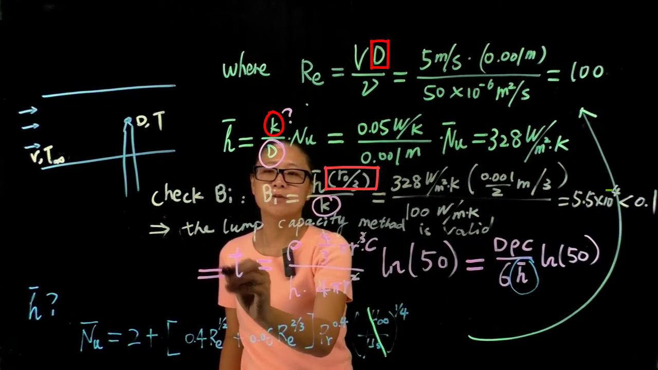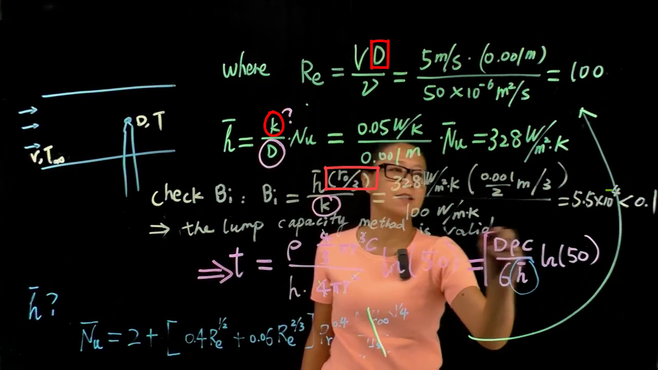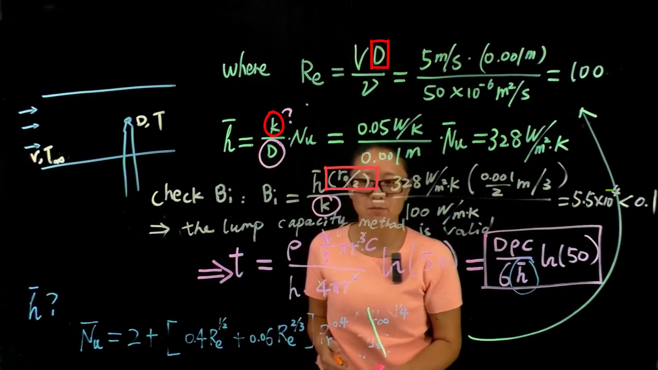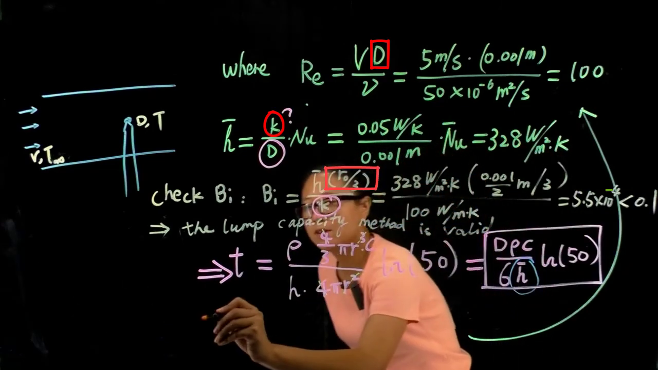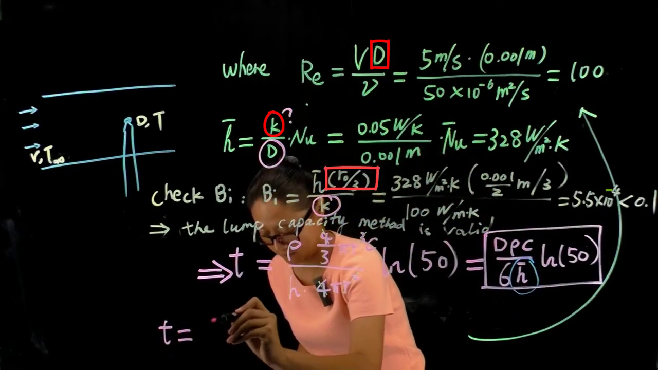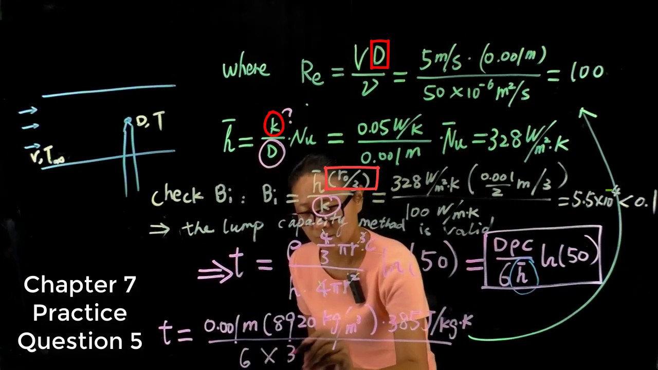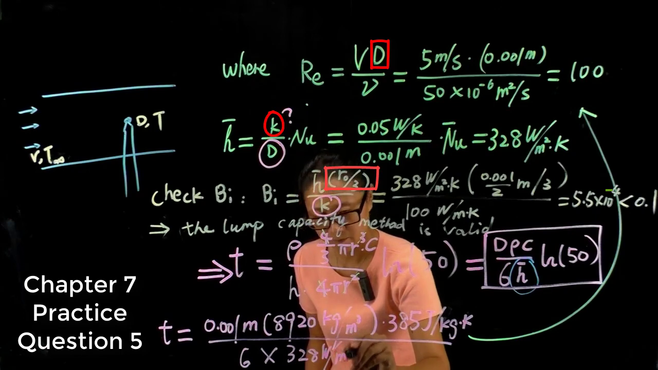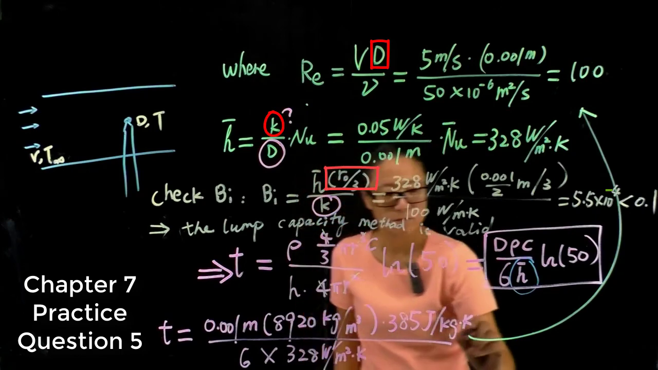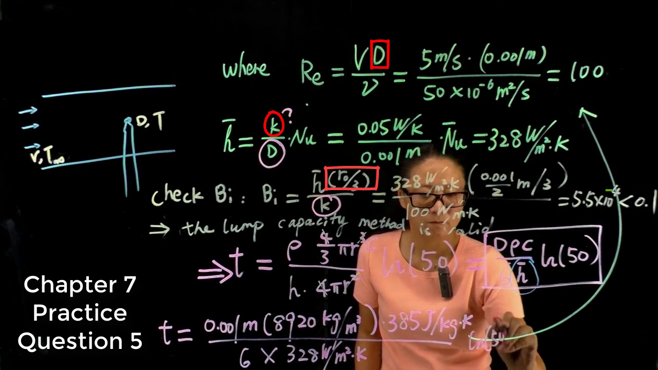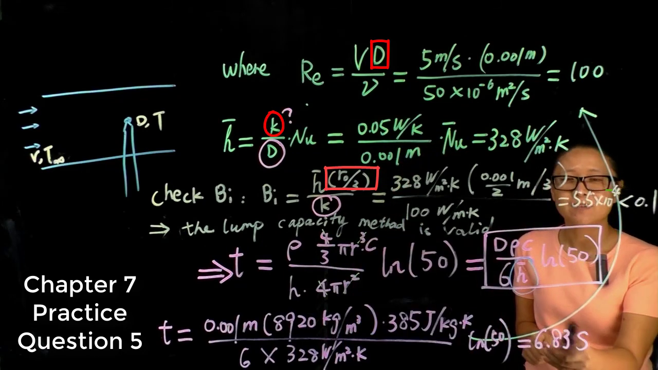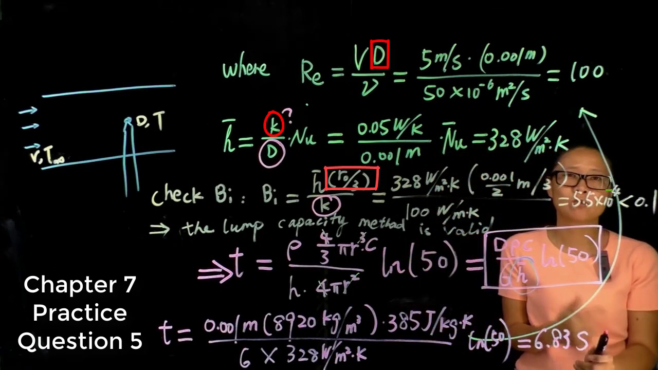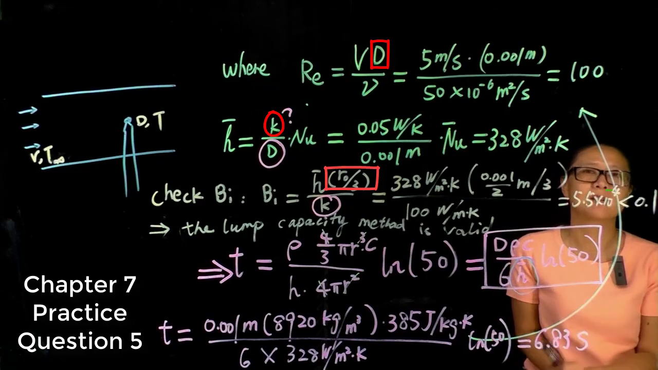So then we can use this equation to calculate the time required for the temperature to reach 2% of the maximum temperature difference. Now let's plug in numbers. So t is... So we conclude that it takes about 7 seconds for the temperature difference T infinity minus T to reach 2% of the possible maximum temperature difference.